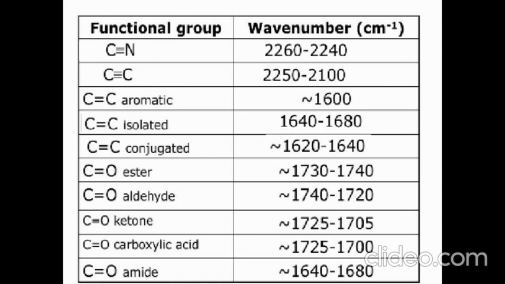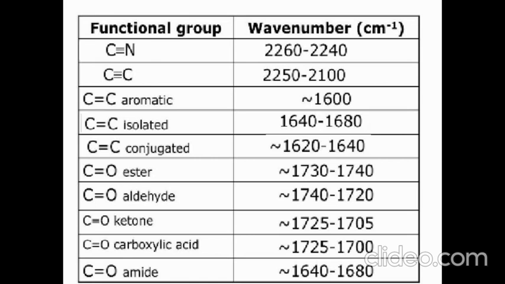Now coming to the carboxylic acid, the C double bond O also appears in the same zone, but the carboxylic acid will have one additional portion, that is OH stretching, which will not be there in the case of the ketone. Ketone will have only C double bond O stretching, but the carboxylic acid will have C double bond O stretching plus OH stretching. Now coming to the aldehyde, it appears slightly higher than the ketone and the carboxylic acid.